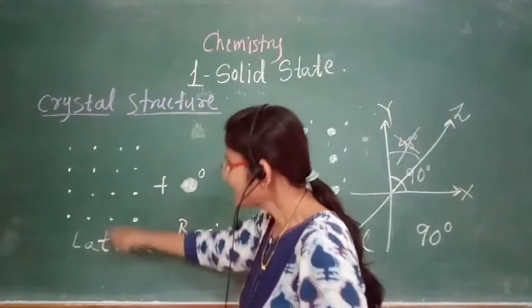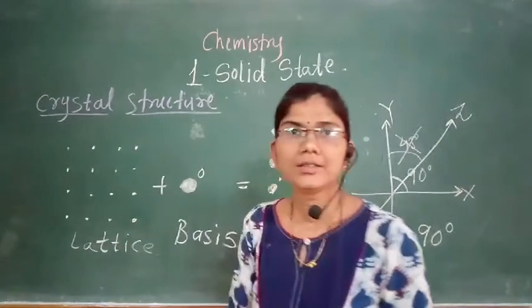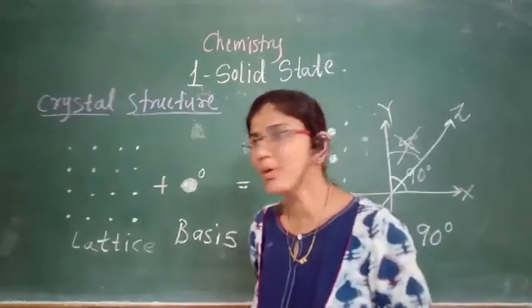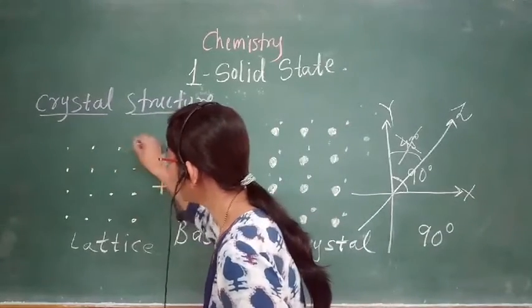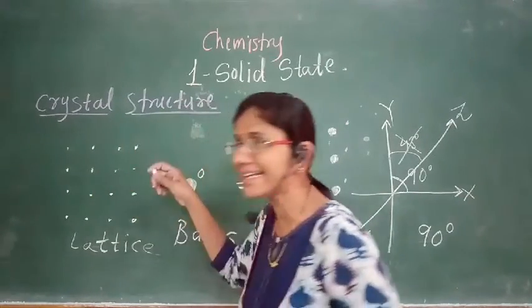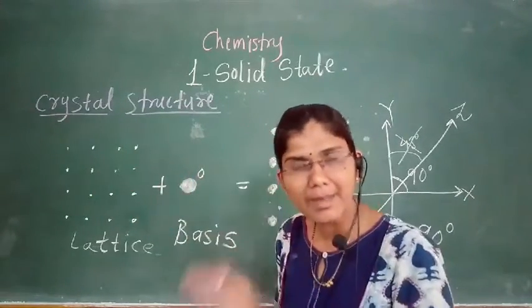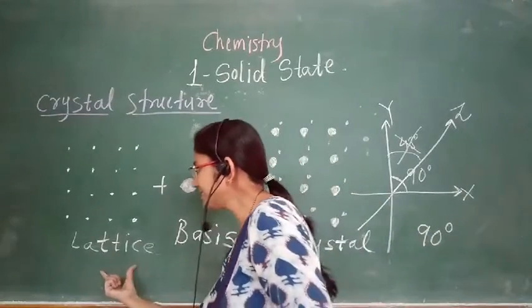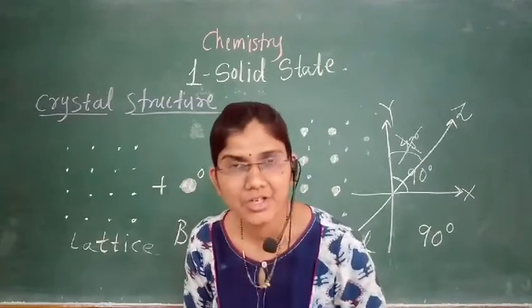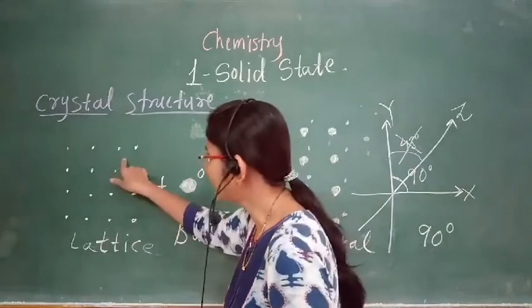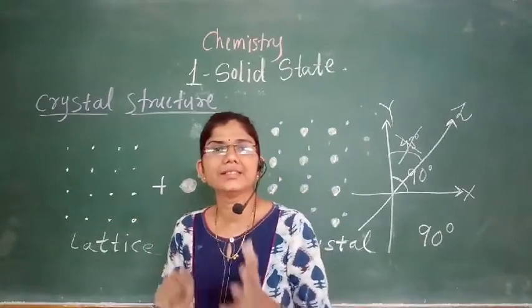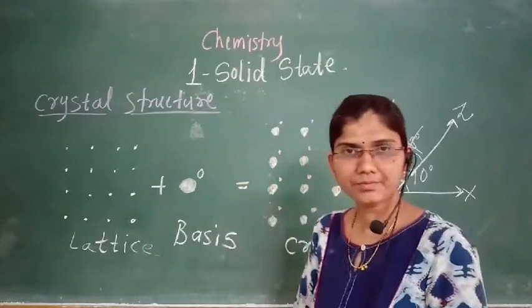So lattice is the three-dimensional arrangement of points. So these are some points and they are arranged in a periodic array. They are arranged in one manner. So what is the lattice? Lattice is the three-dimensional arrangement of points in a periodic array.